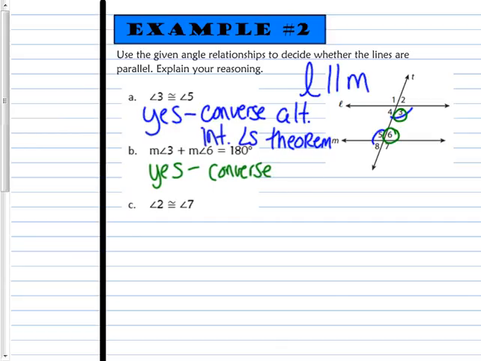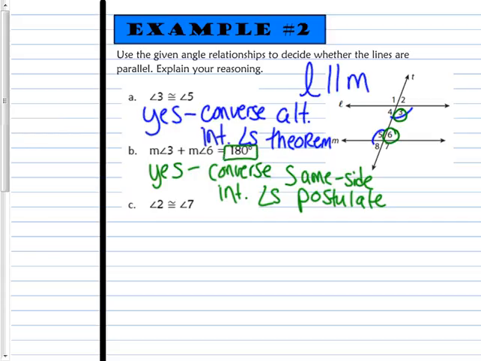Let me write converse, same side, interior, INT, interior angles postulate. Okay? And the converse of the same side interior angles postulate states that if two angles that are on the same side in the interior are supplementary, meaning they add up to 180, then the lines are parallel.